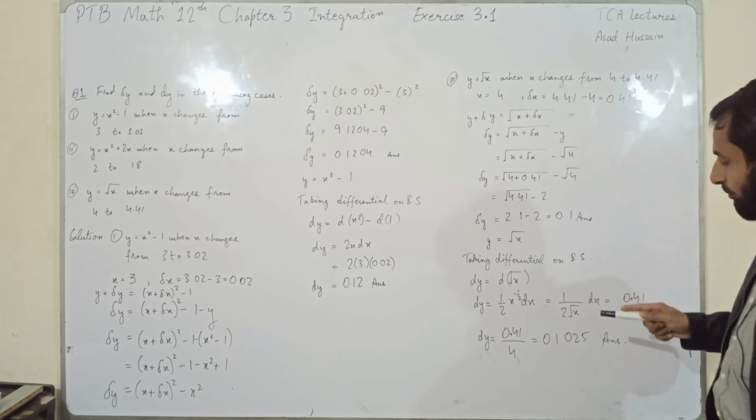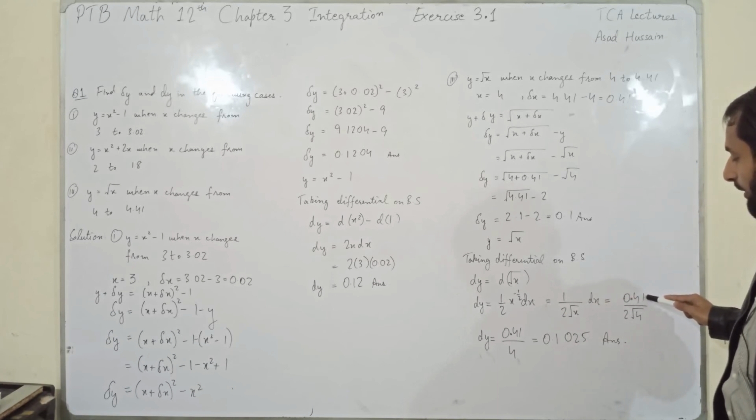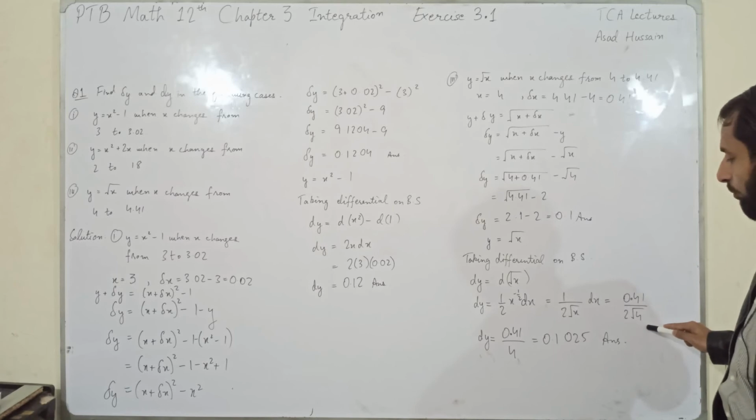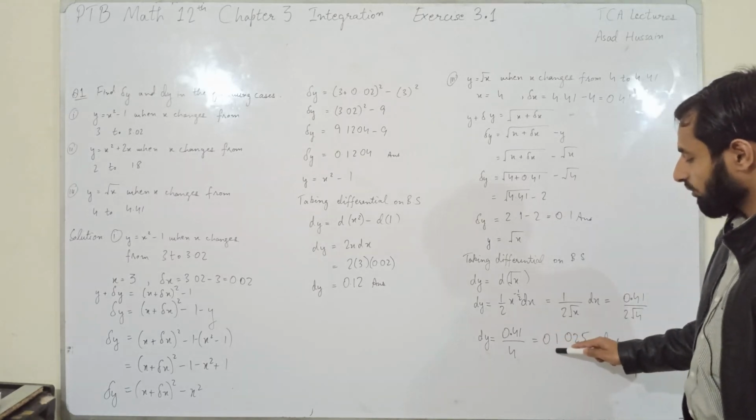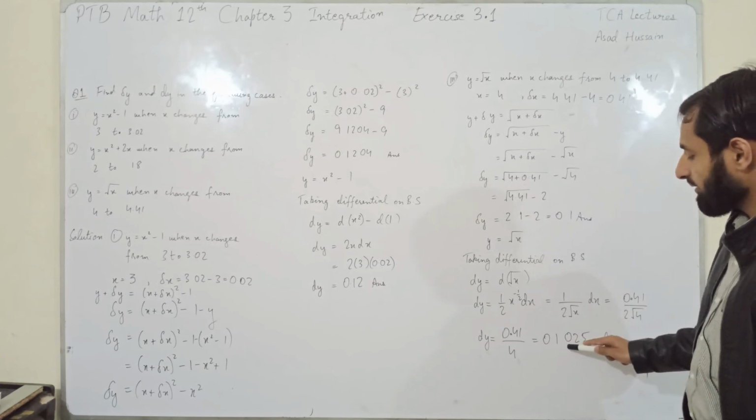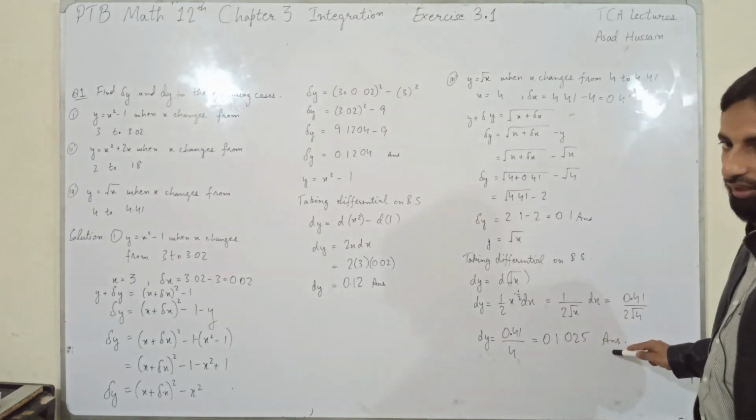Now putting the values, we get 0.41 over 2 under root 4. By solving, we get 0.41 divided by 4, which is equal to 0.1025. This is our next answer.